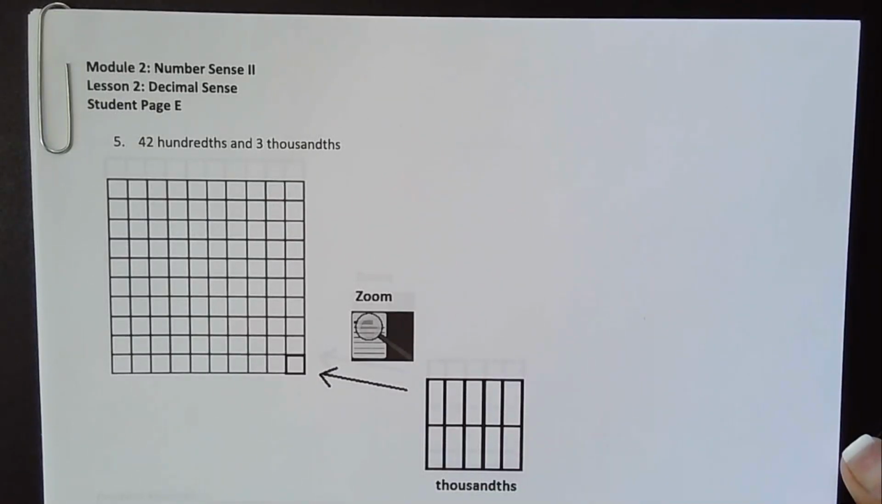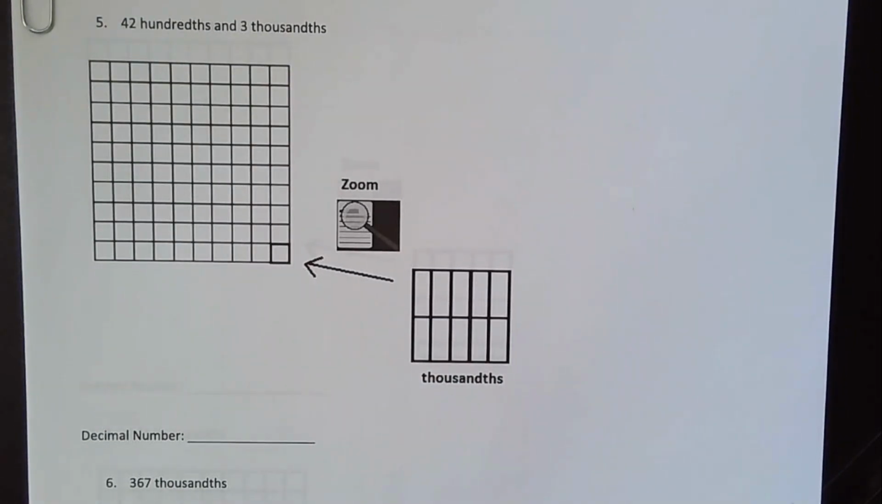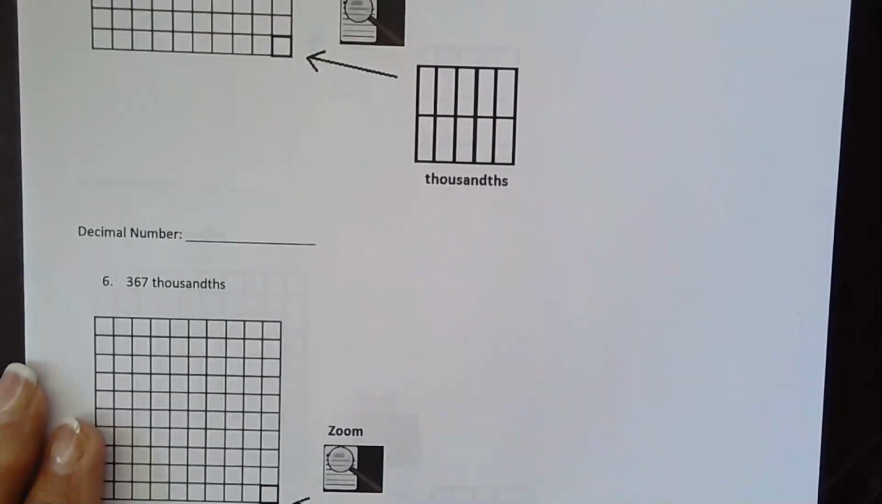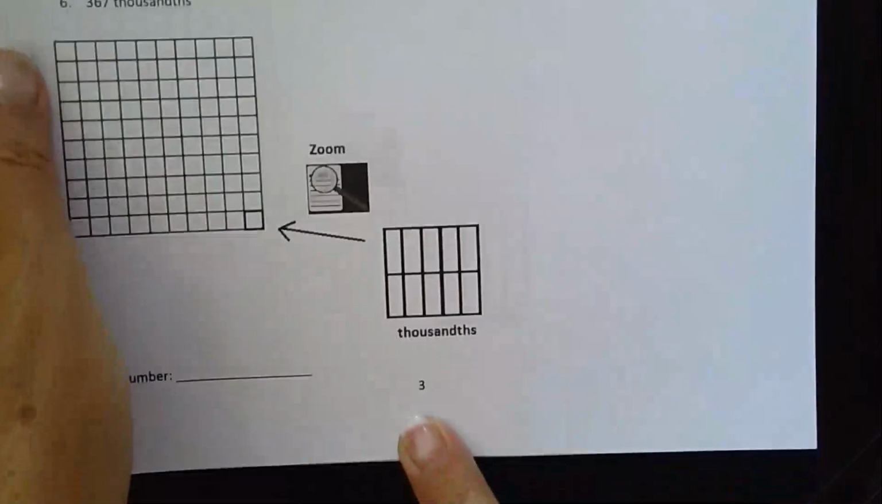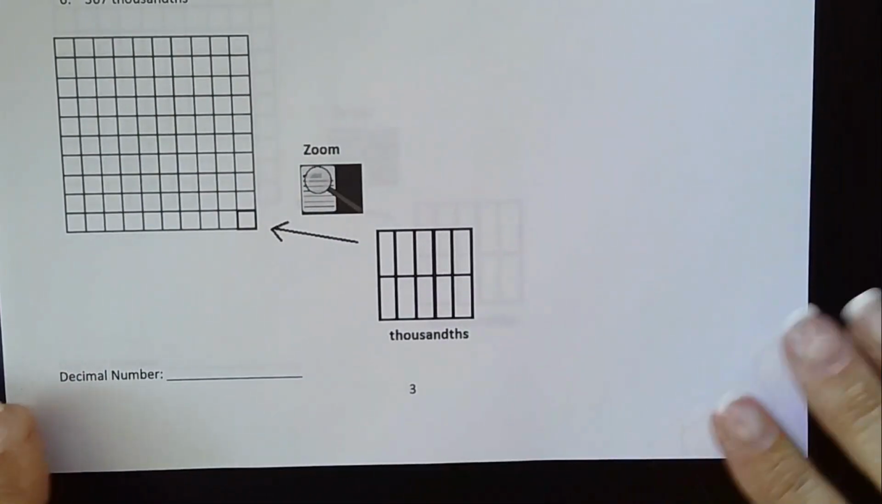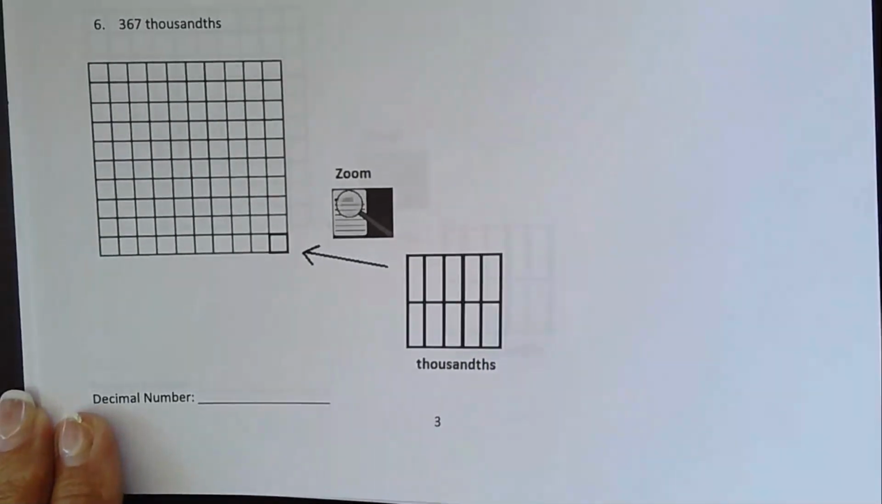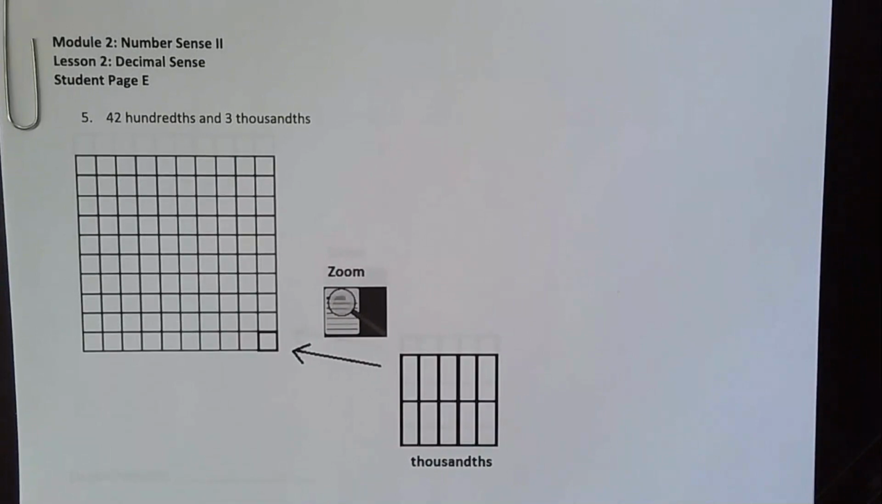Okay, continuing on with Module 2, Lesson 2. We're continuing on with the same thing, shading and then writing the decimal name. So this is Module 2, Lesson 2, student page E, page 3, if you're trying to find your spot in the notes.